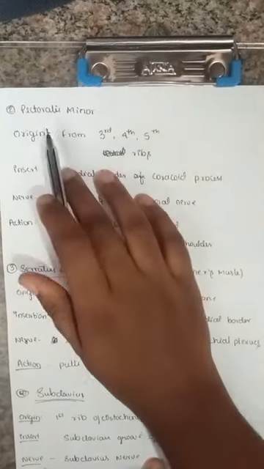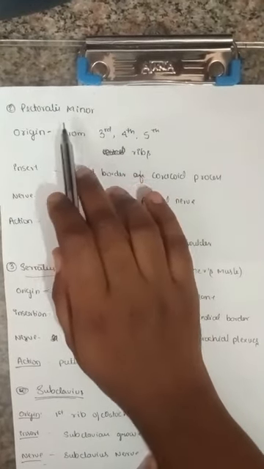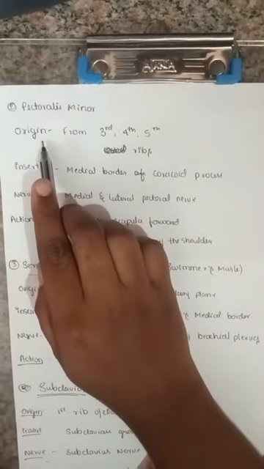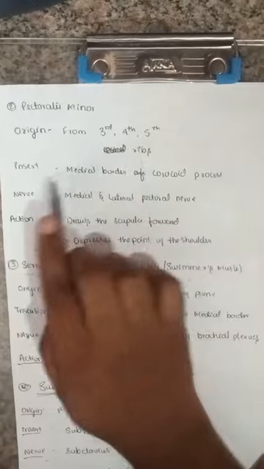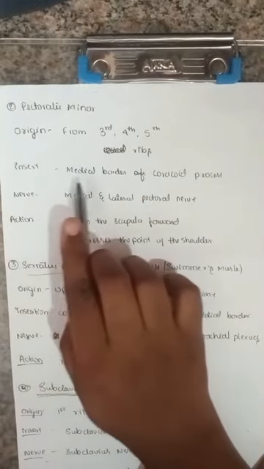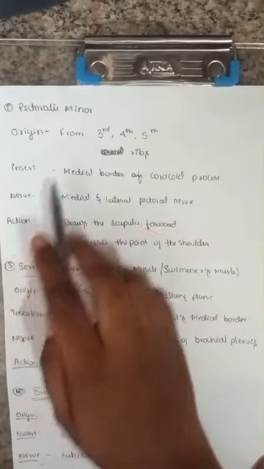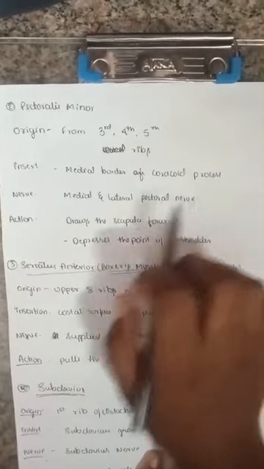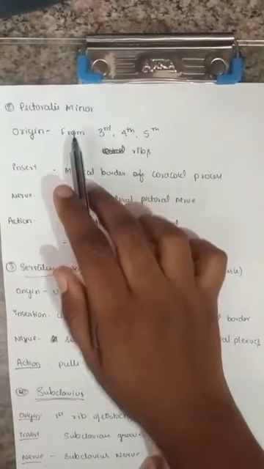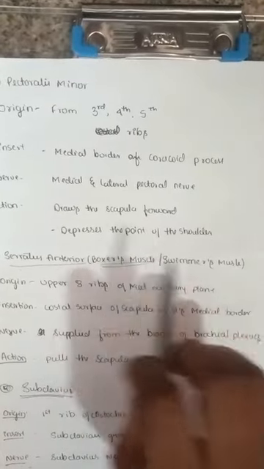Now let us discuss the pectoralis minor muscle. It is the second superficial muscle after removing the pectoralis major muscle. It originates from the third, fourth, and fifth ribs and gets inserted into the medial border of the coracoid process of the scapula. The nerve supply to this muscle is the medial and lateral pectoral nerve. The major action of this muscle is that it draws the scapula forward and depresses the shoulder point.